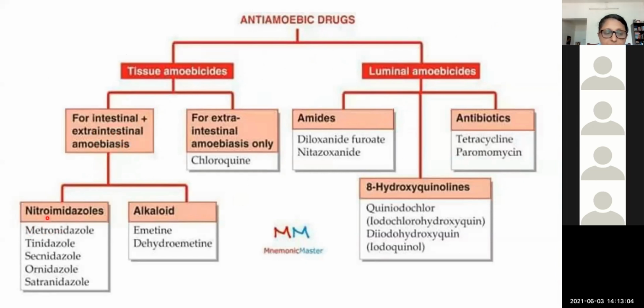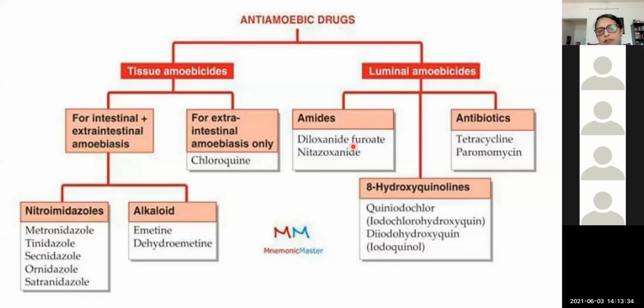The drugs are nitroimidazoles and alkaloids. Nitroimidazoles are metronidazole, tinidazole, secnidazole, ornidazole and satranidazole. Most important are metronidazole and tinidazole. Then alkaloids: emetine, dehydroemetine. And for extra-intestinal amoebiasis, chloroquine. Chloroquine we have already studied in malaria, and this is useful in extra-intestinal amoebiasis, not in intestinal. Now, luminal amoebicides.